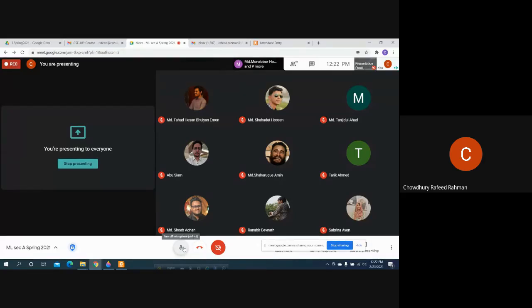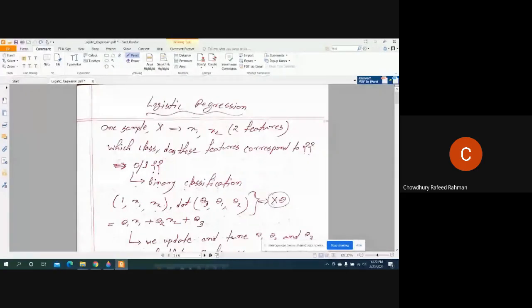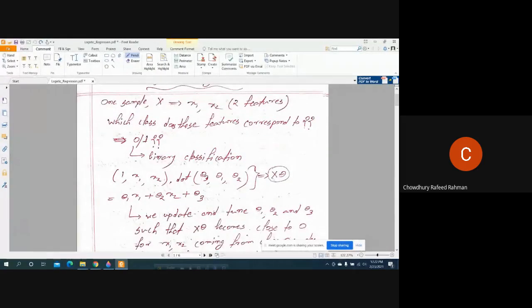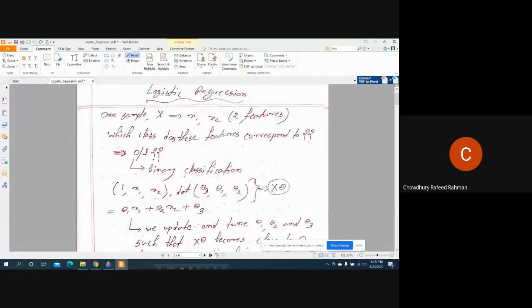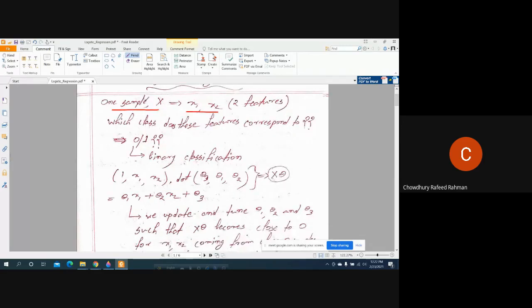So let us start from the basics. First of all, let us assume a very simple scenario where we all understand what is a feature and what is an output. These things I think we all understand, so I shall not go through them in this class. Suppose I have a data set where one sample X has two features, X1 and X2, and we have to classify this sample into one of two classes, class 0 or class 1. Class 0 may be cat, class 1 may be dog.